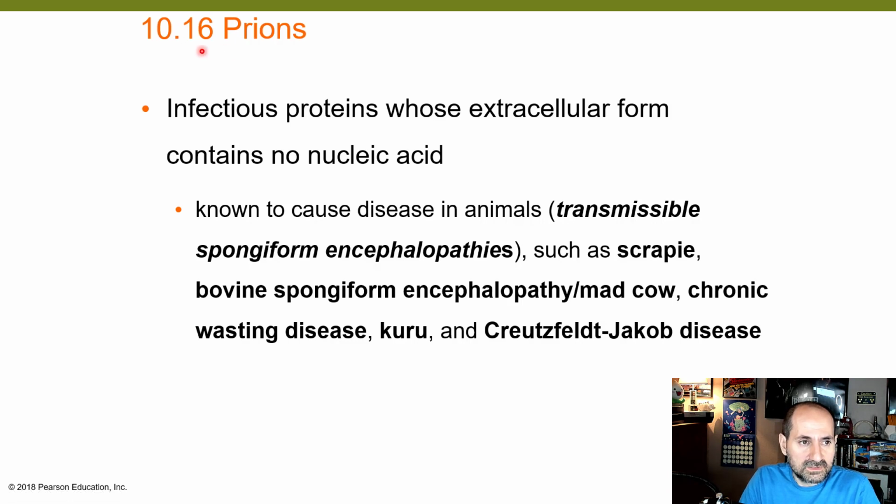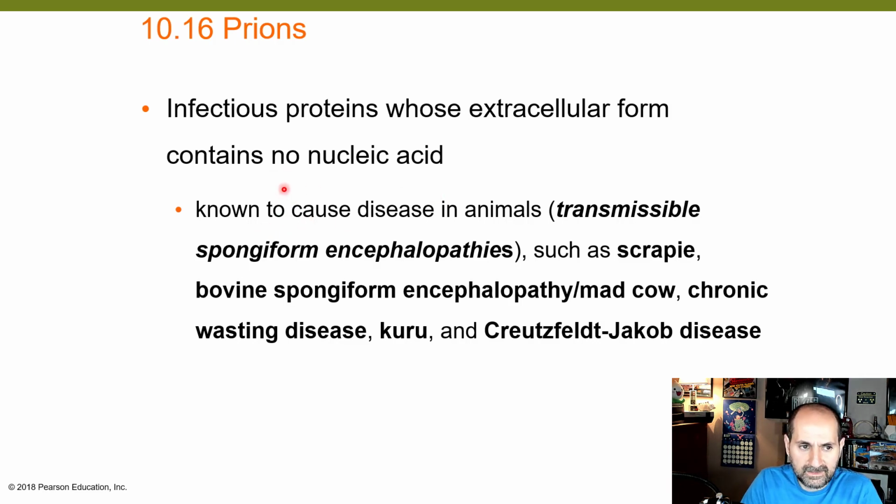All right, so moving on to our last concept. This is the last concept of the chapter. These are prions. Prions are like viruses, but without the DNA or RNA component. So imagine a virus, but without the nucleic acid part. These are just called infectious proteins. Prions are infectious proteins whose extracellular form contains no nucleic acid at all. And I'll tell you how these work in a minute, but they're very, very interesting.